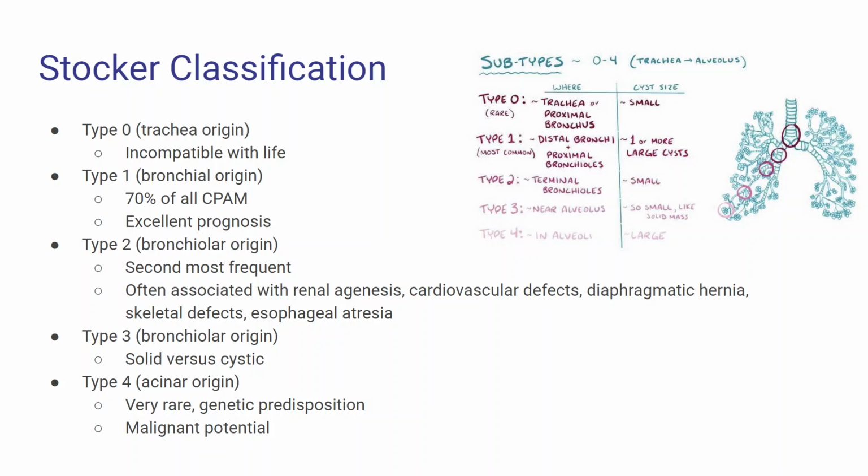And then we have type 4, which originates in the alveoli. This type is very rare, and there is a genetic predisposition for this, which kind of sets it apart. Type 4 CPAM is also known as pleuropulmonary blastoma type 1. So it's a genetically correlated disorder, and it has a high malignant potential for bronchoalveolar carcinoma.